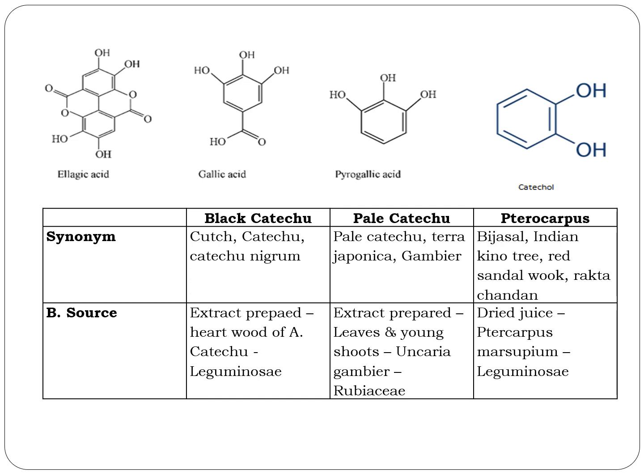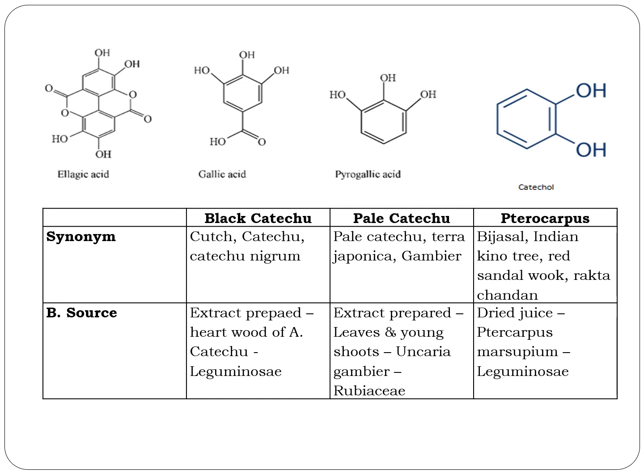So here is the drug black catechu. It is commonly called Cutch catechu and catechu nigrum. Black catechu is the extract prepared from the heartwood of Acacia catechu belonging to the family Leguminosae. Coming to pale catechu, it is commonly called pale catechu, terra japonica and gambier. It is the extract prepared from leaves and young shoots of Uncaria gambier belonging to the family Rubiaceae.